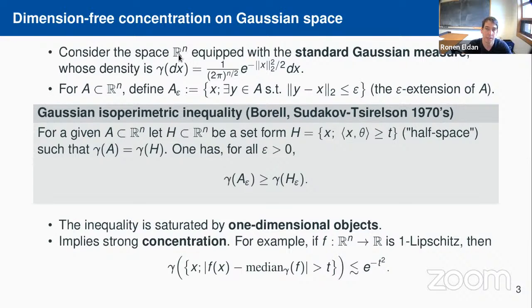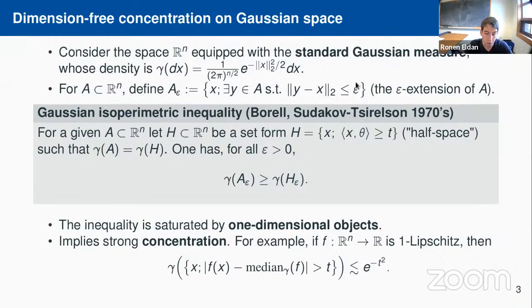We're talking about the space R^n here, equipped with the standard Gaussian measure. This is its density. And in isoperimetric inequalities, we deal with surface areas. And in order to talk about the surface area of a set with respect to a measure which is not the usual Lebesgue measure, one of the best things to do is to define the so-called epsilon extension or thickening of a set. So for a set A, I define its epsilon extension to be simply all of the points whose distance from A is at most epsilon.